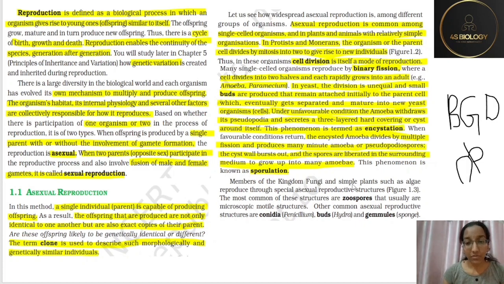Next, members of kingdom fungi and simple plants such as algae reproduce through special asexual reproductive structures. What are they? The most common of these is zoospores. Zoospores are microscopic motile structures. Other common asexual reproductive structures are conidia in penicillium, buds in hydra, and gemmules in sponges. So these are the examples.